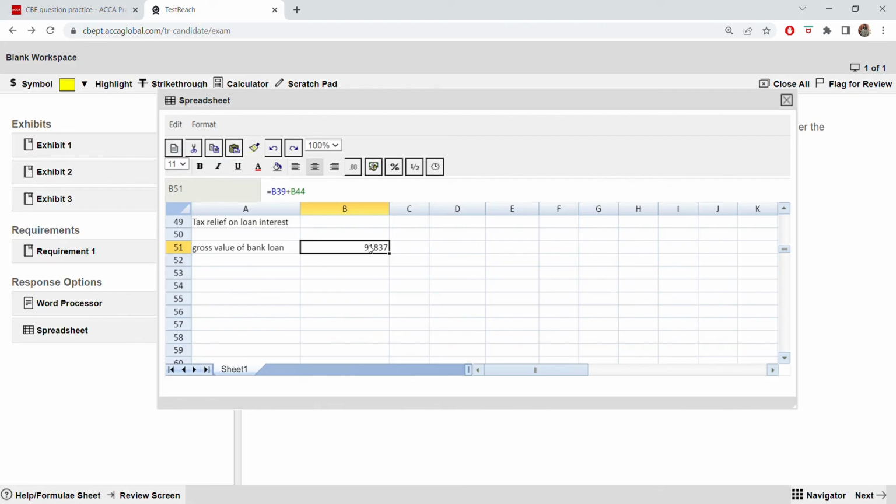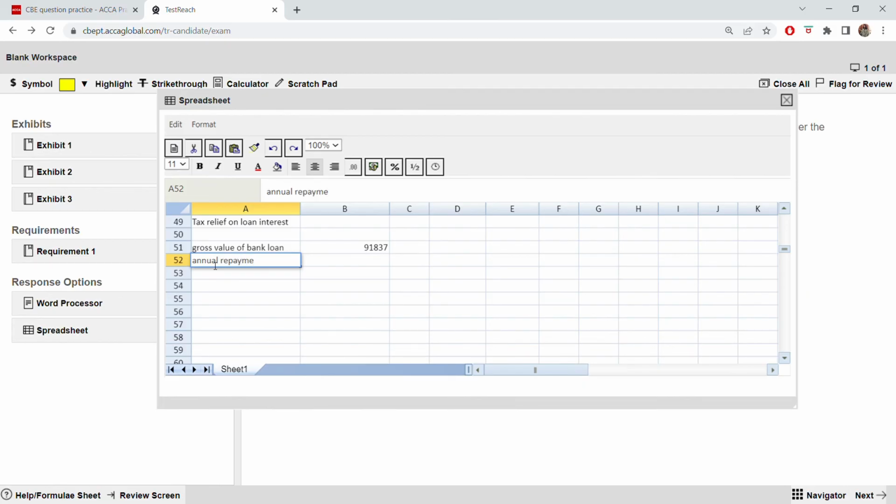Okay. Now comes the annual repayment. This is a bank loan. Remember, when you have to find the tax relief on the loan interest, you first have to find the amount of interest. To find the amount of interest, you have to first start with the repayment. We have done a question on this.